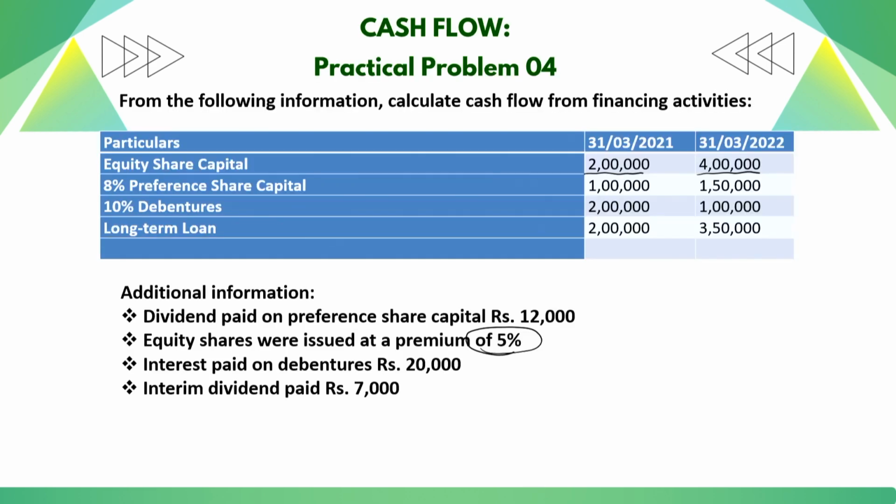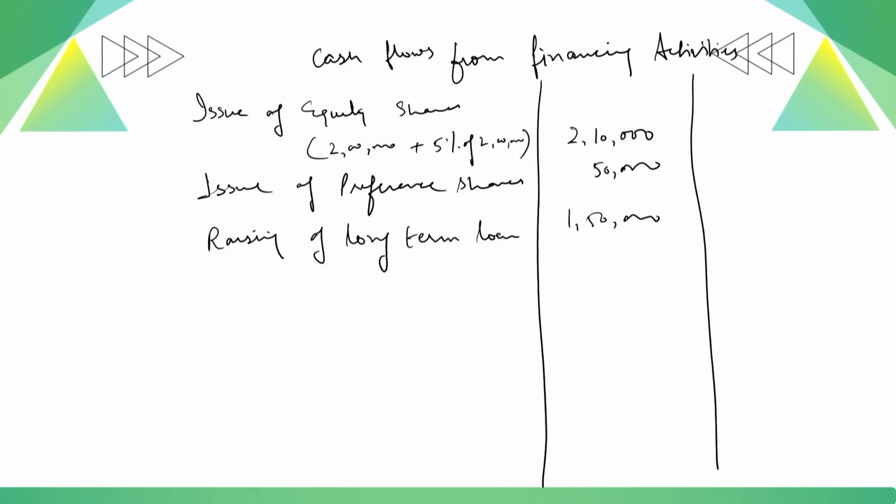Now, we have seen the debentures has decreased from 2 lakh rupees to 1 lakh rupees, means showing the redemption of debentures. Redemption of debentures, showing the outflow of the cash. So, we will deduct it.